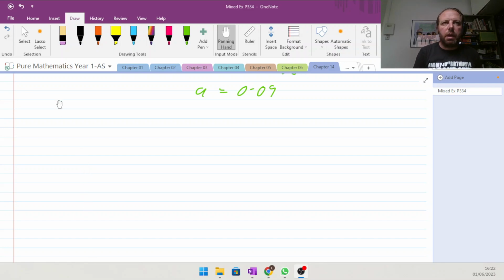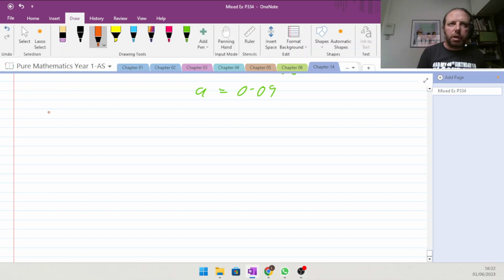Here we are then looking at question 13 of this chapter 14. Okay, review exercise or mixed exercise. So, question 13. What do we have? Radioactive decay of a substance is given with R equals 140 e to the power kt.